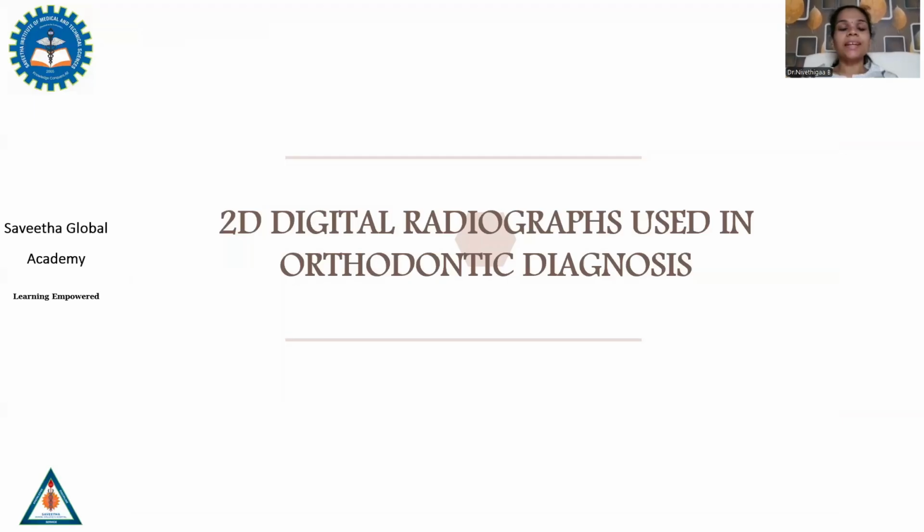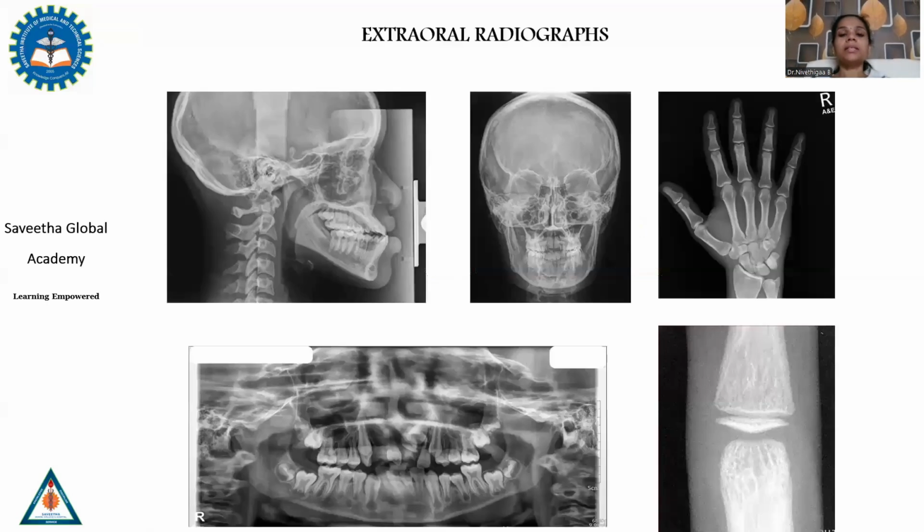So, first, let us see how the two-dimensional radiographs are used in orthodontic diagnosis. Here are examples of a few digital two-dimensional radiographs that are used in orthodontic diagnosis. The extraoral radiographs, which include the lateral ceph. This lateral cephalogram can be used in identification of vertical and anteroposterior discrepancies in the jaws.